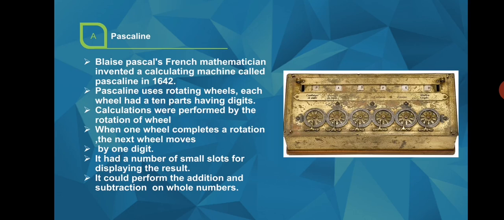As we have learned, on abacus we can only add and subtract, and on Pascaline we can also do addition and subtraction on whole numbers.